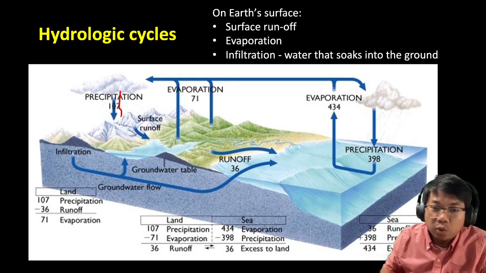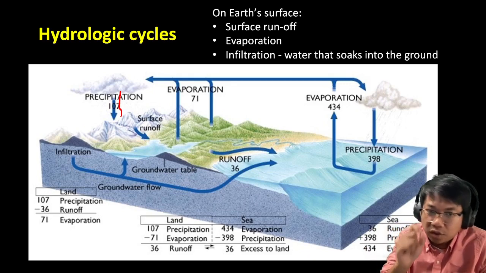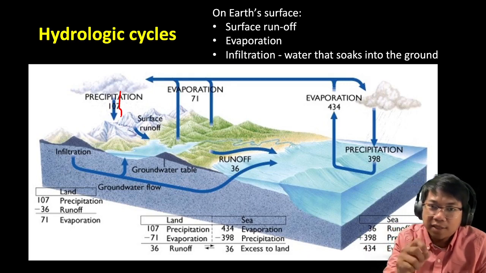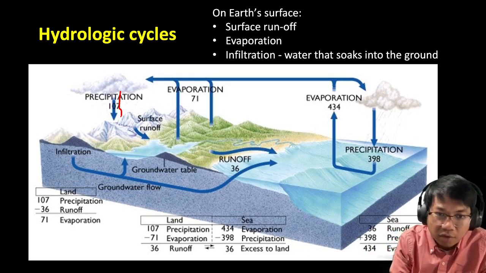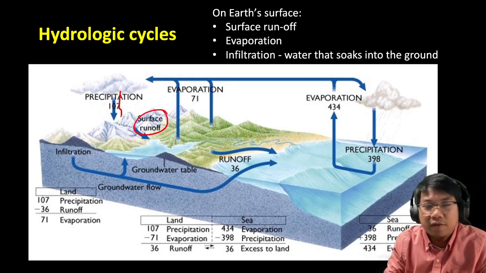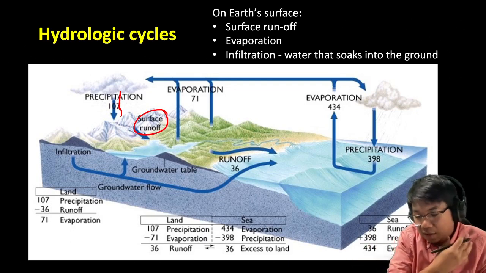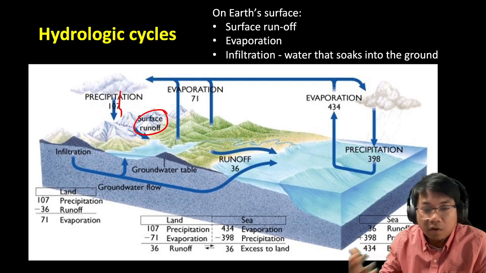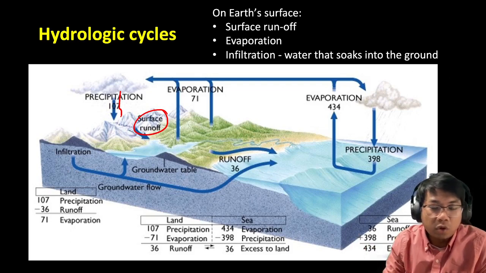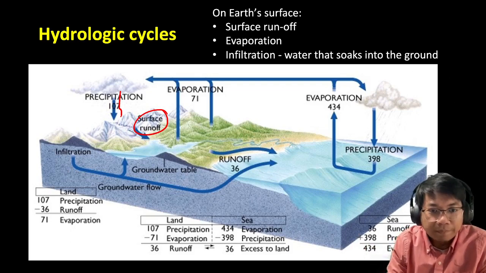So what happens here is that once we have precipitation in the form of rain or snow, once those water molecules touch the surface of the earth, they have two options. The first one, it can be part of the surface runoff. Surface runoff is the water that you see flowing on the surface of the earth, and that could be part of the flow of the river. It could also be part of flows of water in the streams and many things.